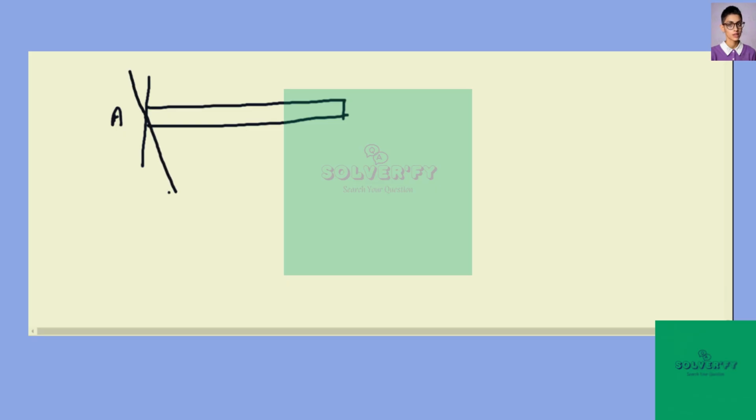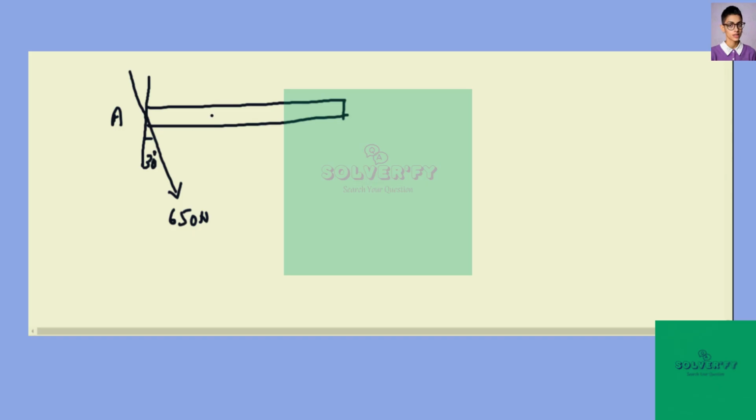Hello everyone, in this problem it is given there is a beam. This is the point A on which a force of 650 Newton is applied, and it makes a 30-degree angle with the vertical.